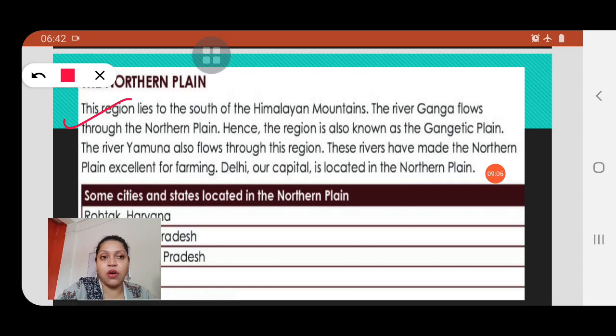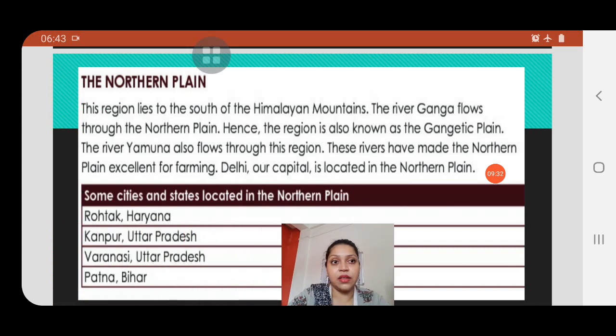The river Ganga flows through the northern plain. Hence, this region is also known as the Gangetic Plain. The river Yamuna also flows through this region. These rivers have made the northern plain excellent for farming. And what are the cities present? Let's see. The main cities present are Rohtak, Haryana; Kanpur, Uttar Pradesh; Varanasi, Uttar Pradesh; and Patna, Bihar. These are the main cities in the northern plain.